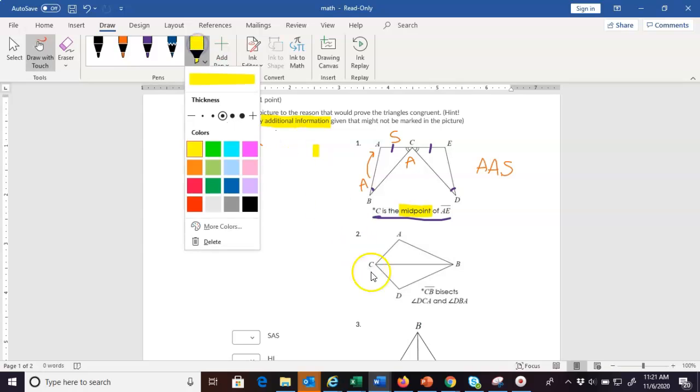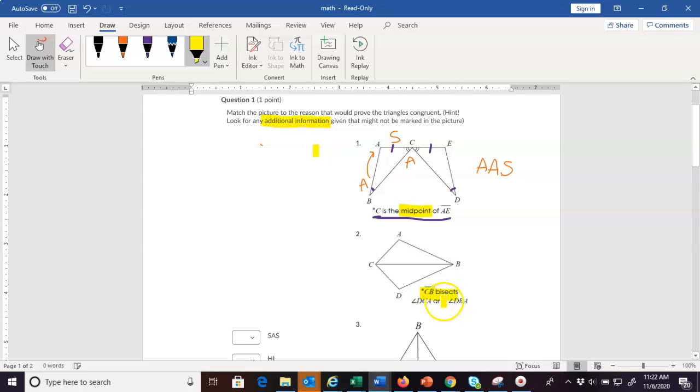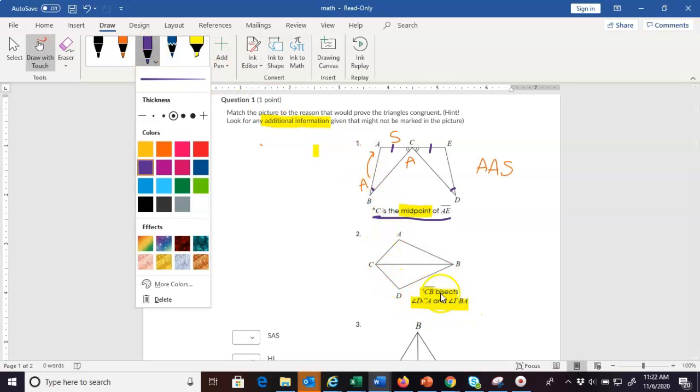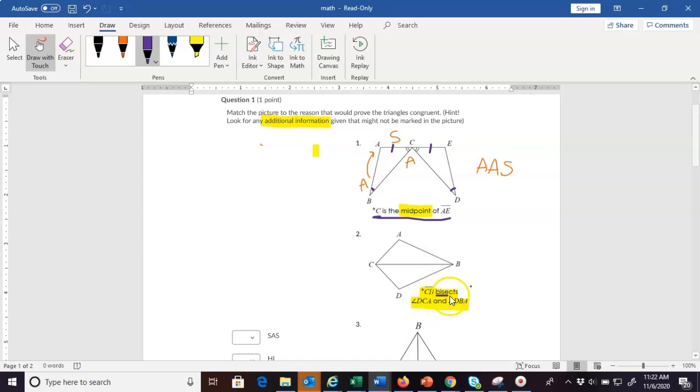All right, the next one, again, this important information here, it tells us that CB bisects these angles. So that means CB cuts the angles in half. Bisect, bi meaning two, so it cuts it into two equal pieces. So this line down the middle is cutting these big angles in half, so that means they're equal. Let's label them equal. So CBA is cut in half, that means these little pieces are the same, and then DBA, so these angles are the same.